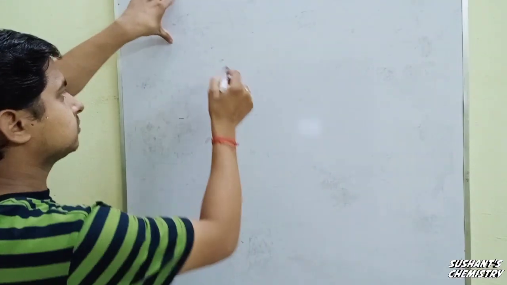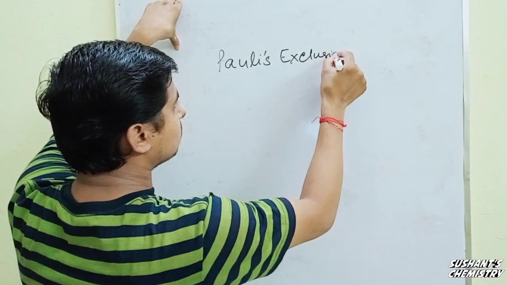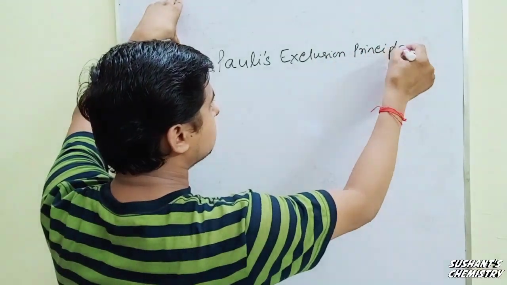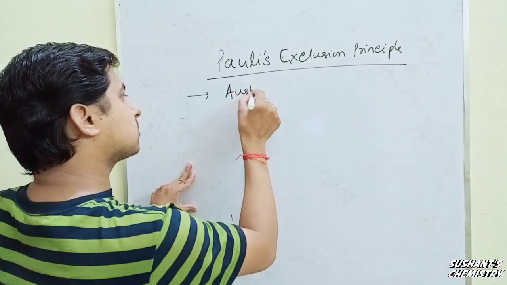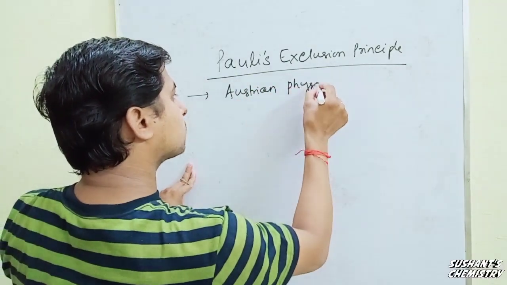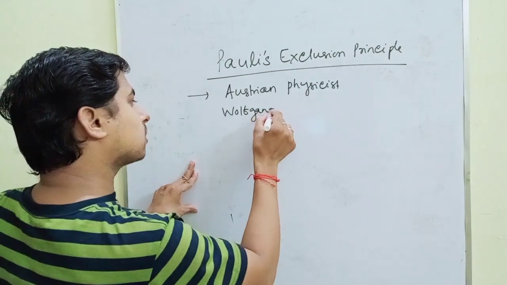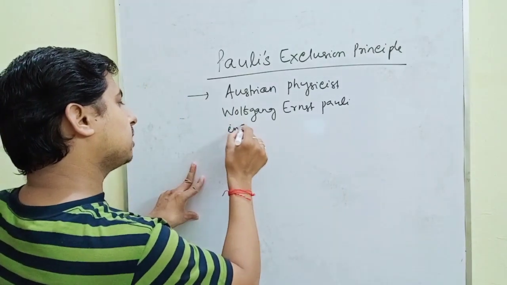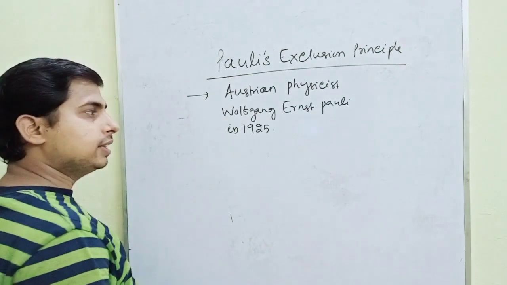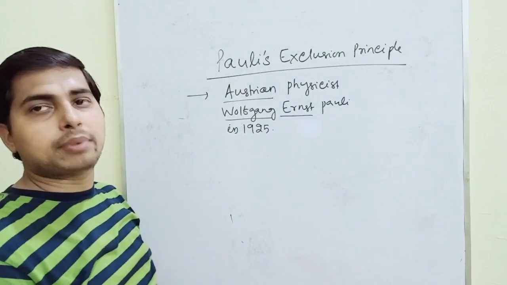Students, today I am going to discuss Pauli's exclusion principle. This principle was given by the Austrian physicist Wolfgang Ernst Pauli in 1925.